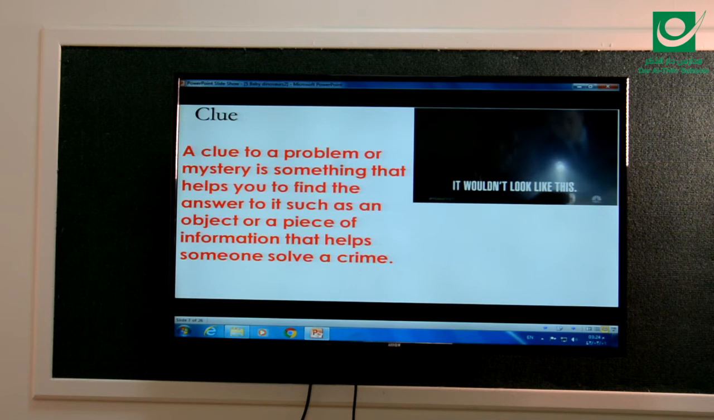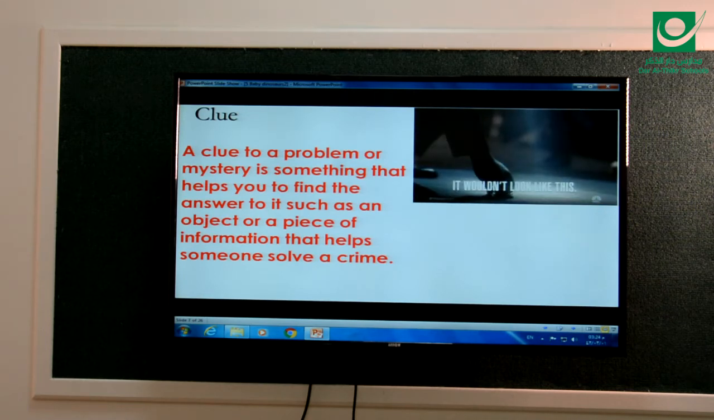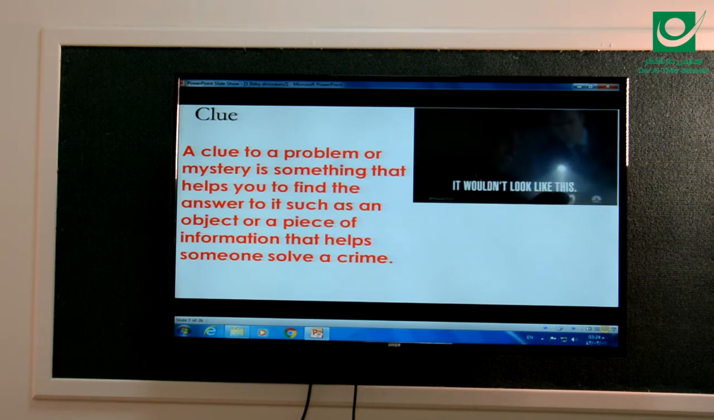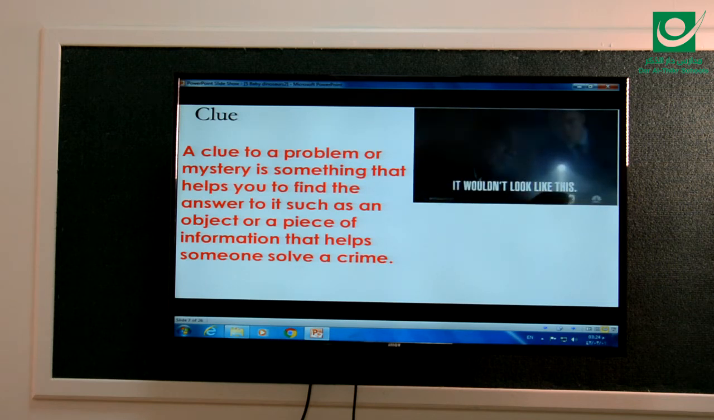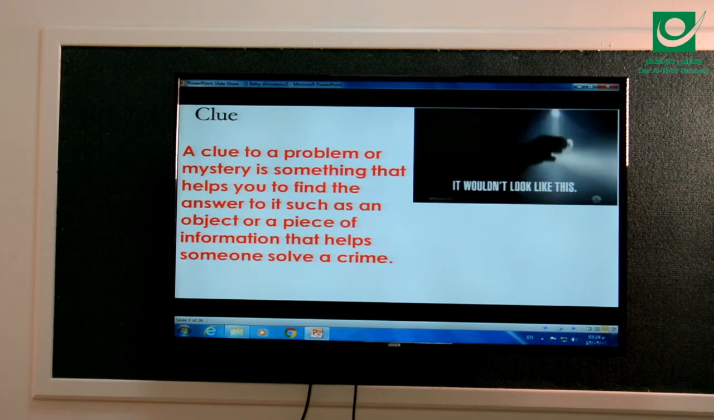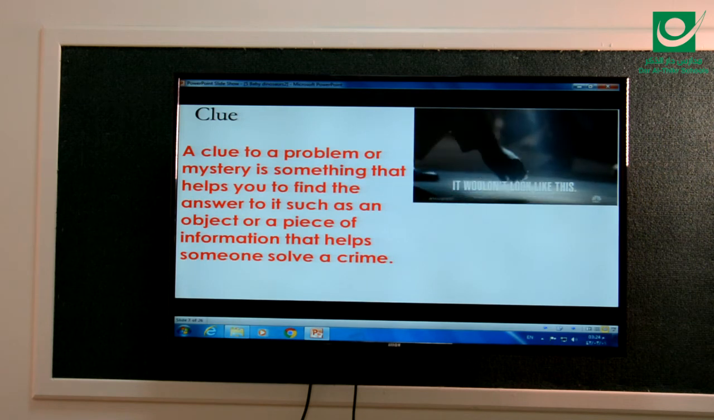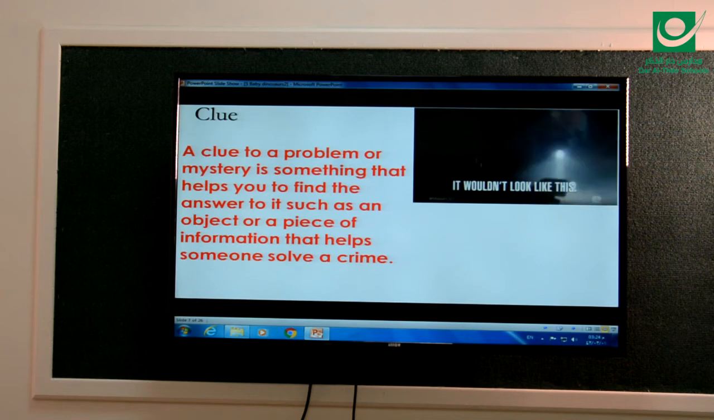Clue. What's a clue? A clue to a problem or a mystery is something that helps you to find the answer to it, such as an object or a piece of information that helps someone solve a crime or get information about something else. Okay.